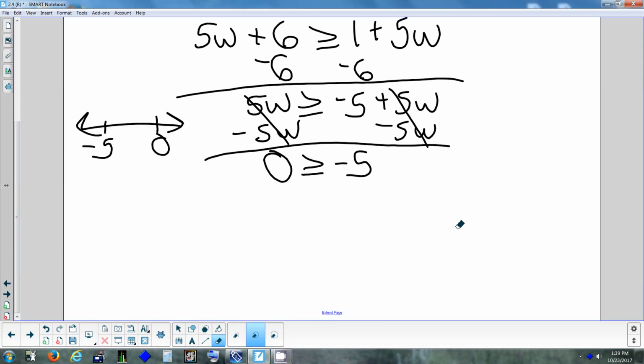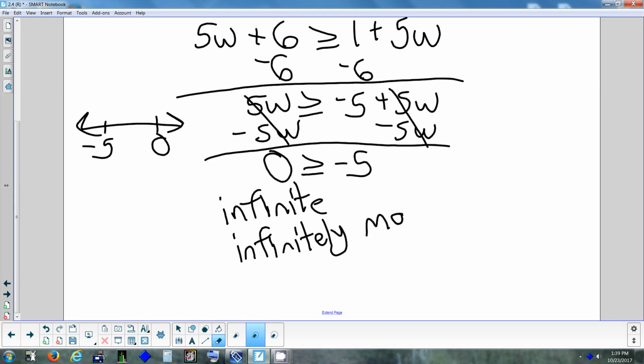Just like when we did equations, when we have a true statement, what does that mean? It's true. How many solutions do we have? Infinite. You might see on the test infinitely many. So when it's a true statement, you probably see a choice like this on the test. Infinitely many.